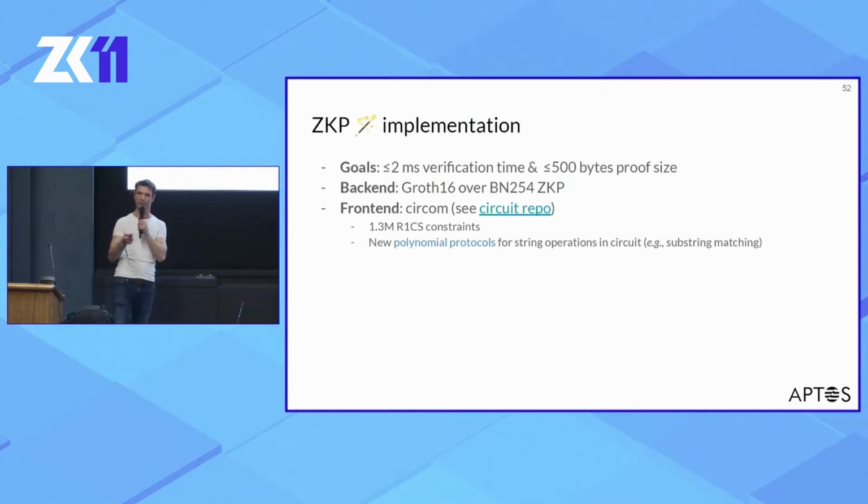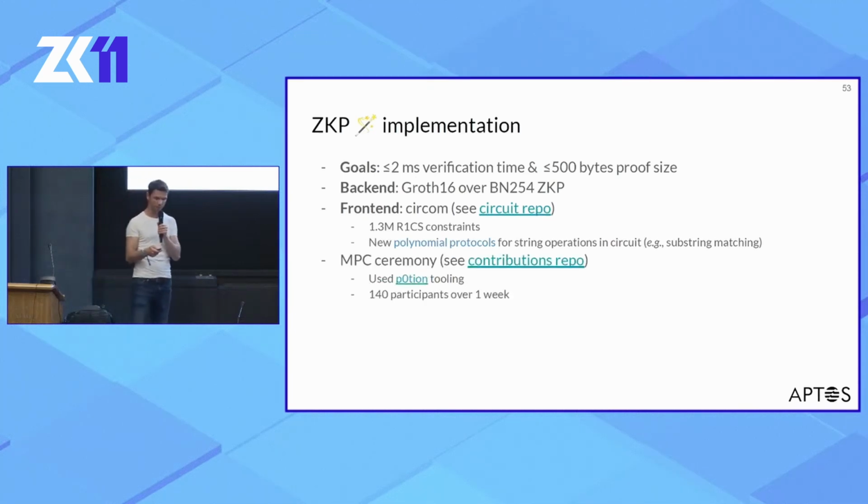It's in a way very related to the ZK email work that you've seen before, and some previous work on verifying JWTs in SNARKs. And what's interesting about our circuit is that we have some new polynomial-based protocols for doing substring matching in a circuit, which is otherwise very complicated to do and very expensive to do, I should say. So this is what helps us achieve a small number of constraints.